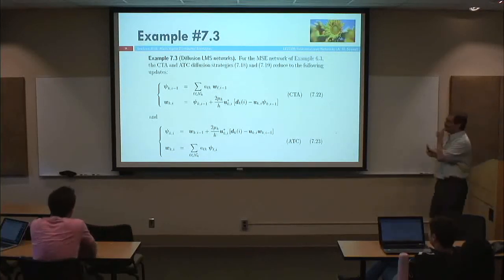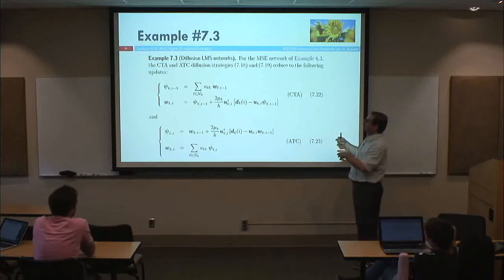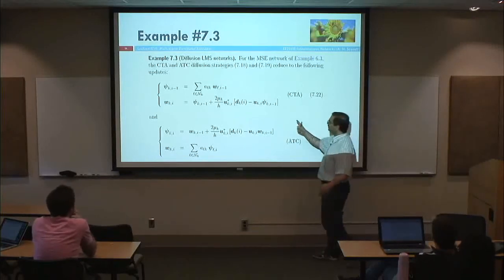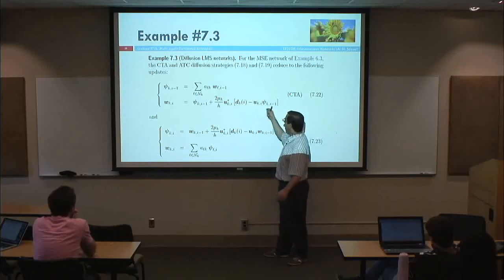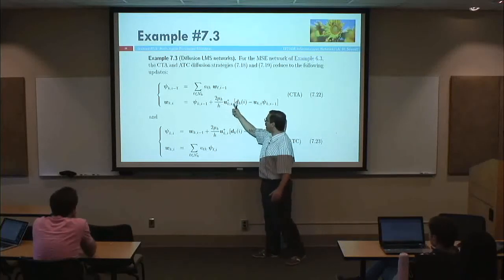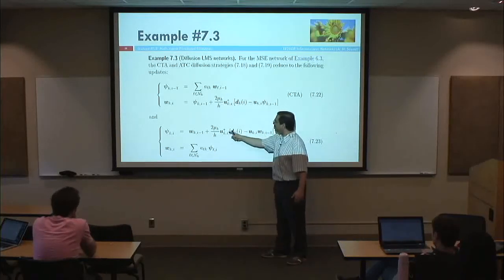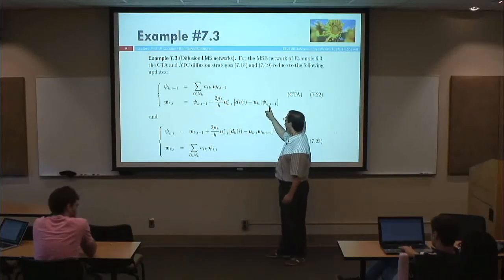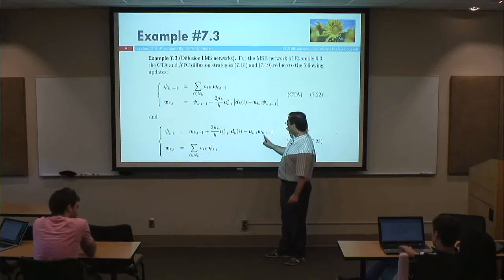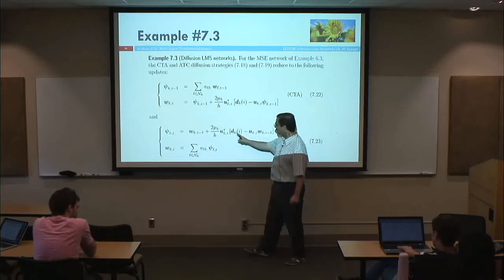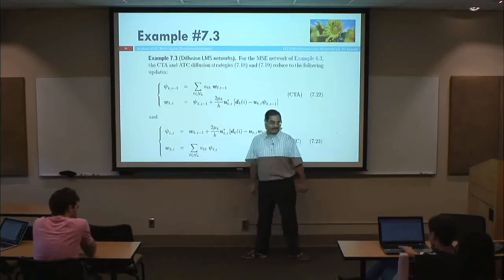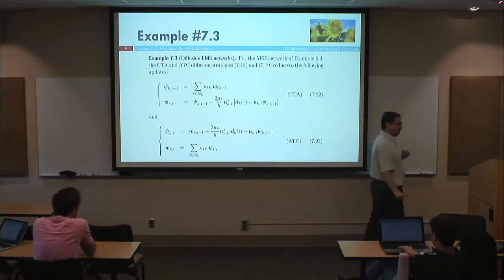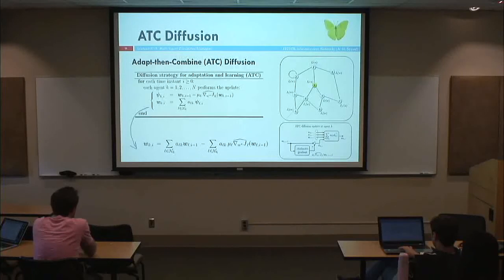Now, if you specialize these algorithms to mean square error, this just shows you some examples. You see here, this is the gradient, 2 over h times that. It's the same here. So here you combine, then adapt, so you adapt starting from the intermediate estimate. Here you first adapt from what you know, and then you share the information. These are two forms, ATC and CTA, for mean square error networks. But the algorithm I showed you before is more general because you can use more general costs.